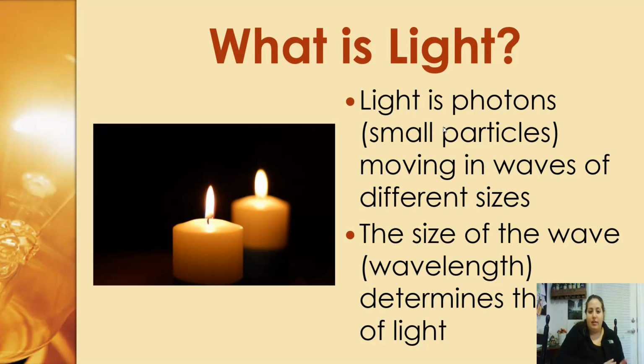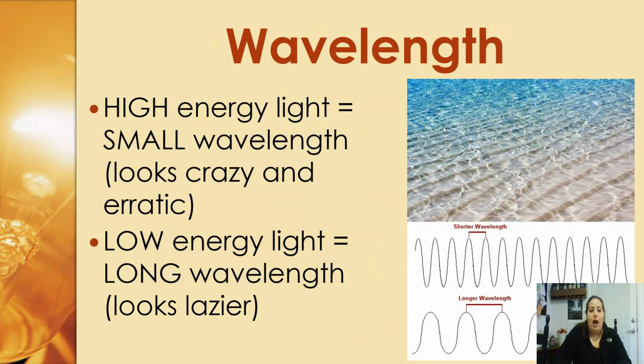Now, we said that the sun is the source of all energy on Earth. So what is light? What is this light that comes from the sun? Well, light is photons, or small particles, that move in waves of different sizes. And the size of the wave, what we call the wavelength, determines the type of light that you see. High energy light has a very small or a short wavelength. It looks pretty crazy and erratic. That's this top one right here. And low energy light has a longer wavelength and it kind of looks a little lazier.